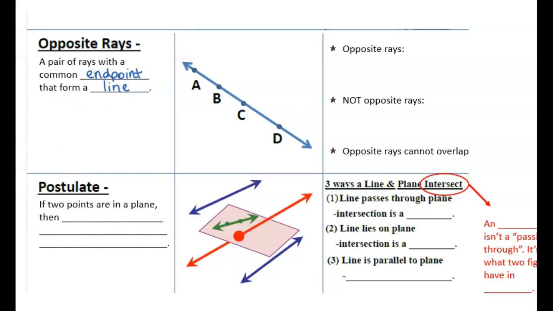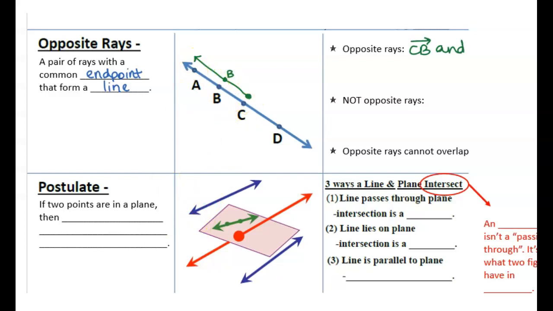So I'm going to change my color here. And I'm going to give you an example and a non-example. So an example of opposite rays would be ray CB. Remember ray CB denotes the ray that starts at endpoint C and it goes through point B. So it's talking about that part. Okay? So this is ray CB.